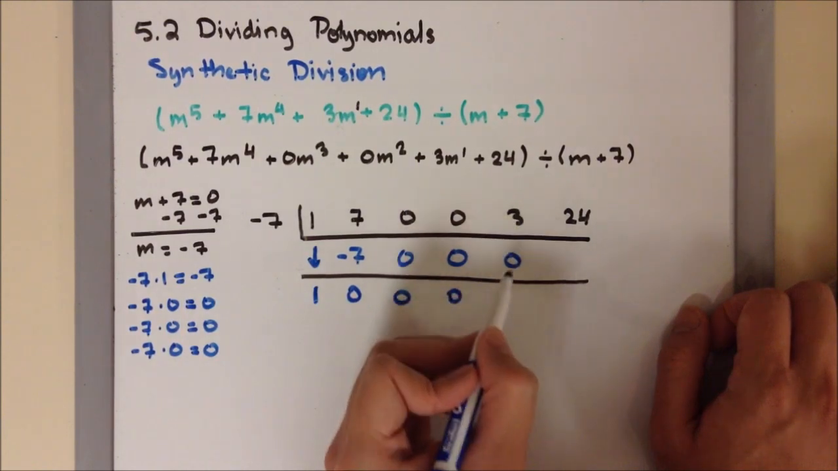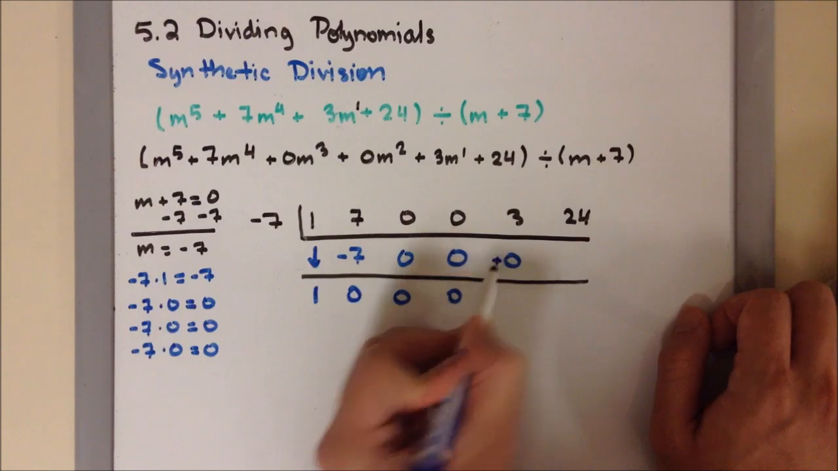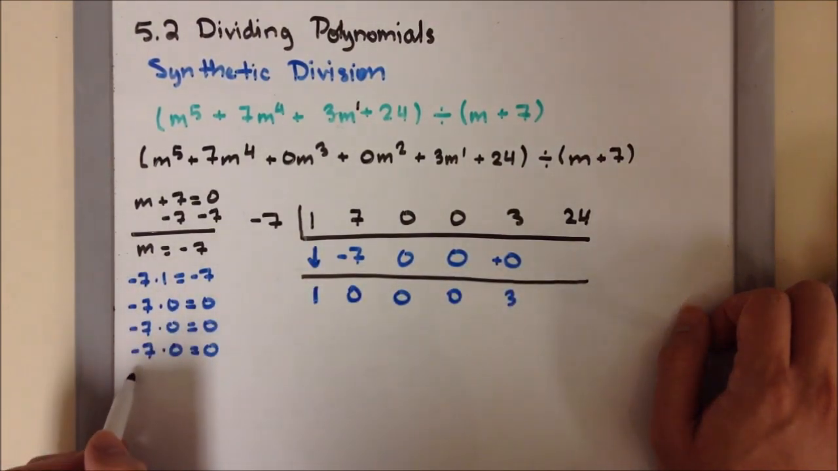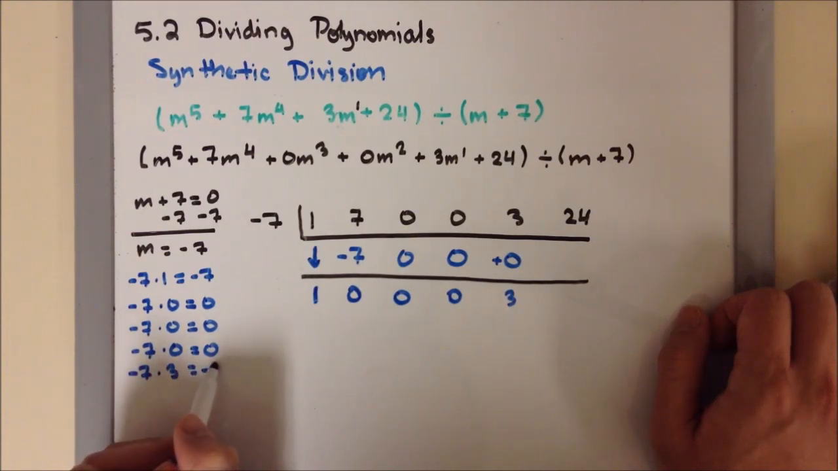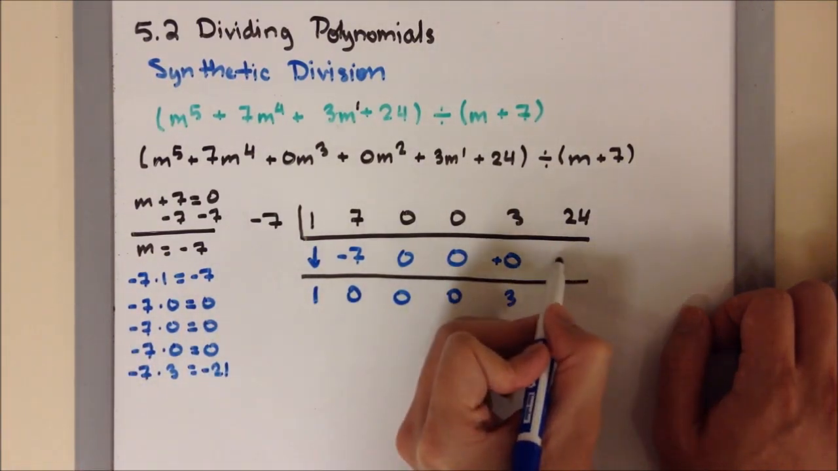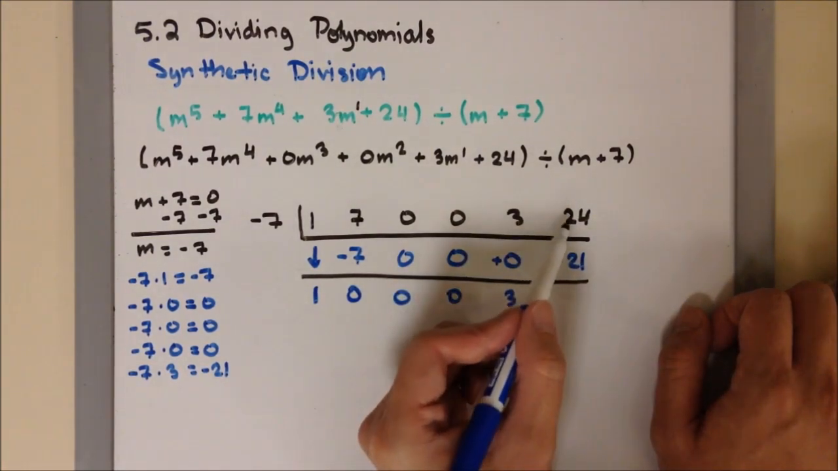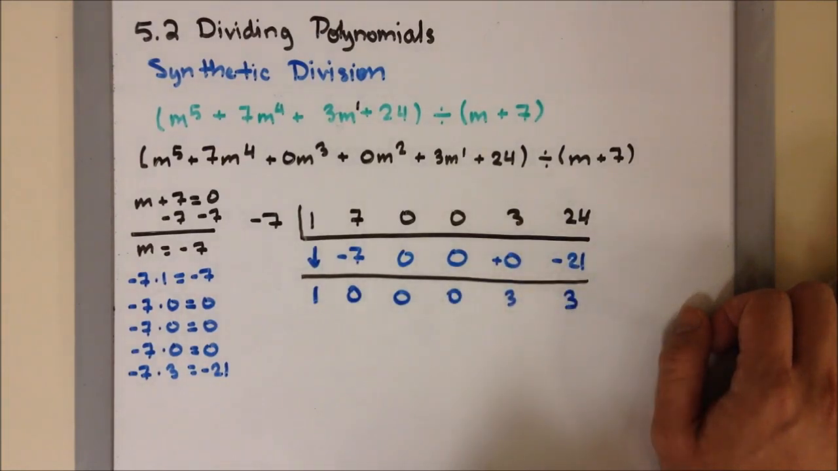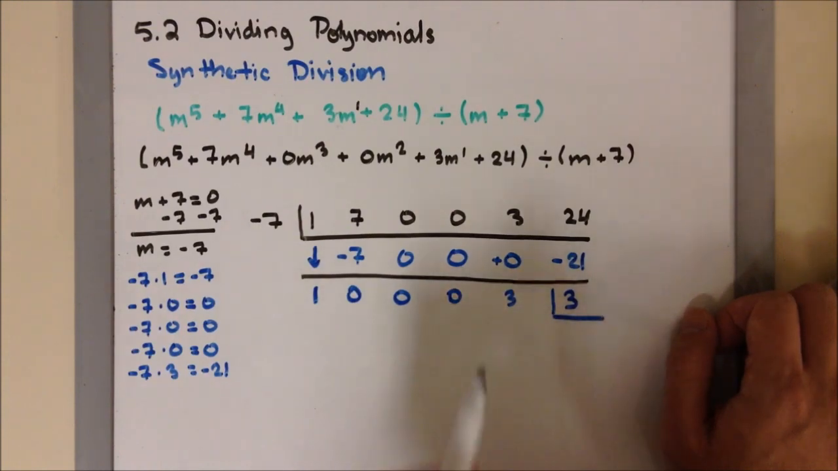Alright, 3 doesn't matter, it could be plus or minus, so I could just write plus. 3 plus 0 is just 3. Alright, then repeat the process one more time, so negative 7 times 3 is negative 21. And then bring it over here, negative 21. So since it's negative, I'm going to do 24 minus 21, which will be 3. And that is our remainder.